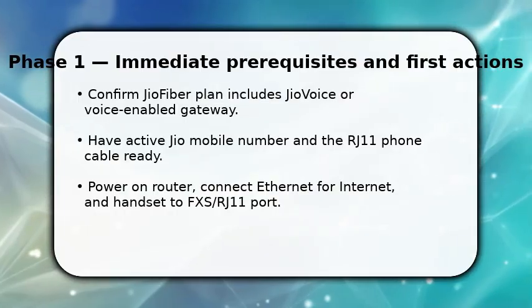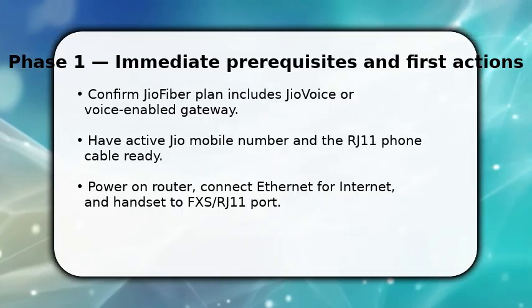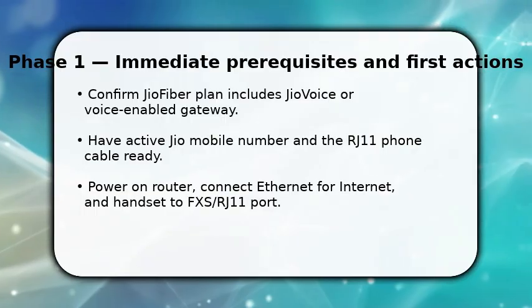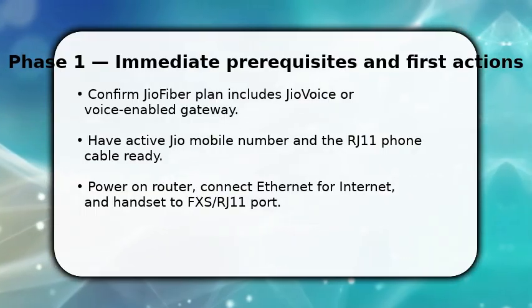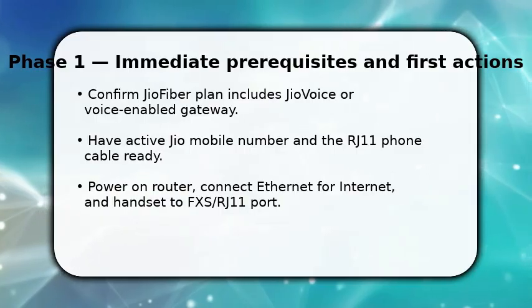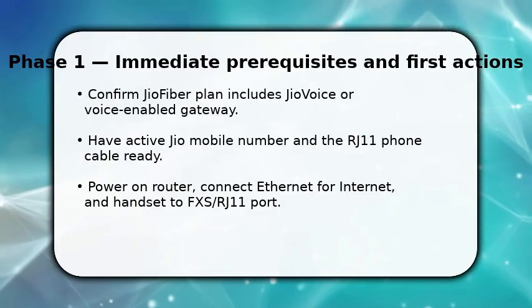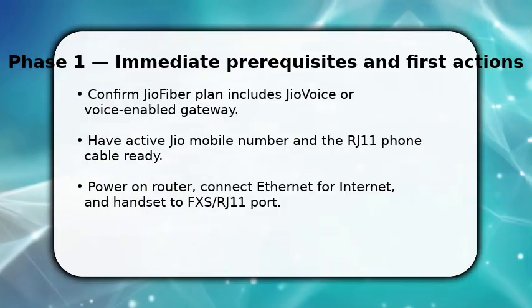You'll begin by confirming voice support on your Jio Fiber plan and getting the physical parts ready. Once done, power the Jio Fiber gateway, plug a standard RJ11 phone cable into the router's FXS or phone port, and attach your telephone handset. Make sure the router shows internet and voice LEDs.